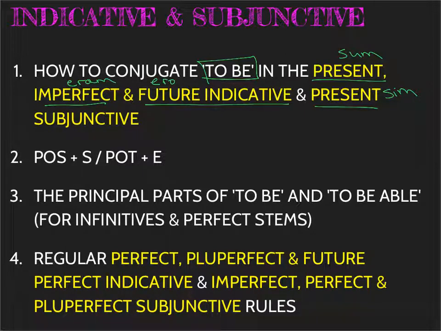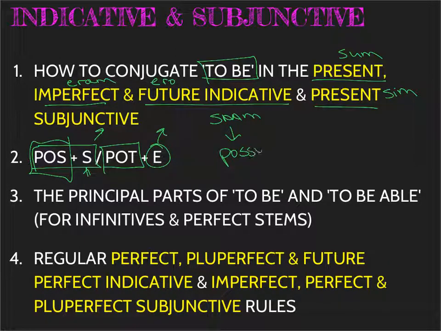You need to know the rule that if this form up here begins with an S, in order to convert it to be able, you're going to add pos. If this form up here begins with E, you're going to put the prefix pot, and that is how you take a verb from the verb to be to the verb to be able. You need to have the principal parts memorized because you need to know the infinitive, which is esse and posse, and you need to know the perfect stems, fu and potu.